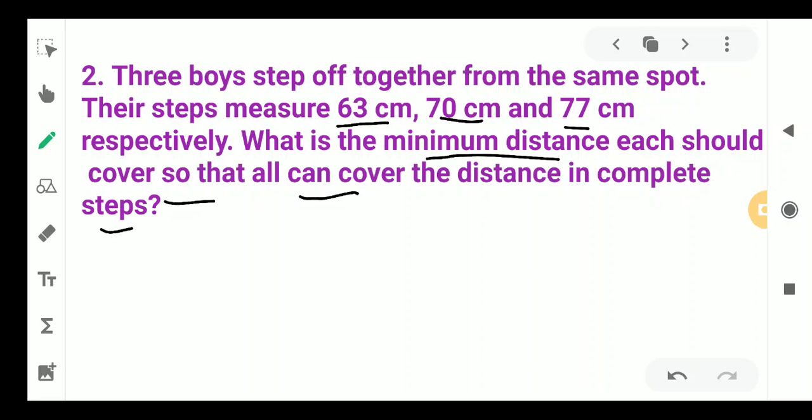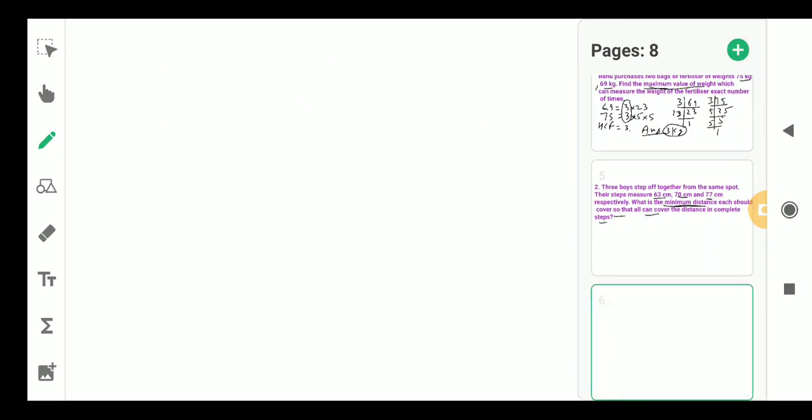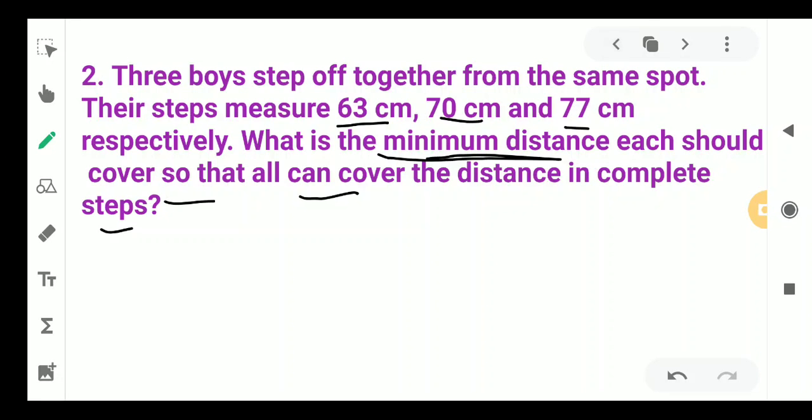So this way we have to find how many complete steps they should take so that they reach a particular place together. So in that case, how many steps will be taken by all? So it is the minimum distance we have to find. So in this question we have to find the LCM. So let me find how to get the LCM. So our numbers are 63, 70 and 77. Now we will find their LCM.